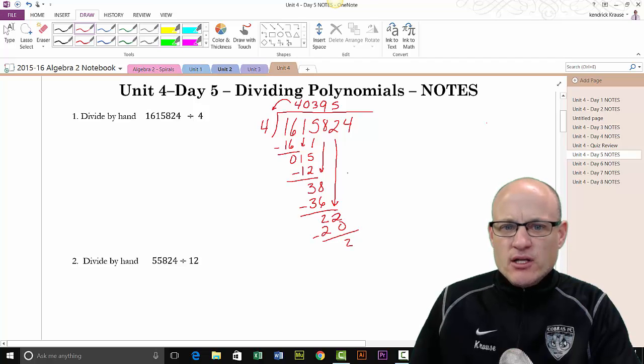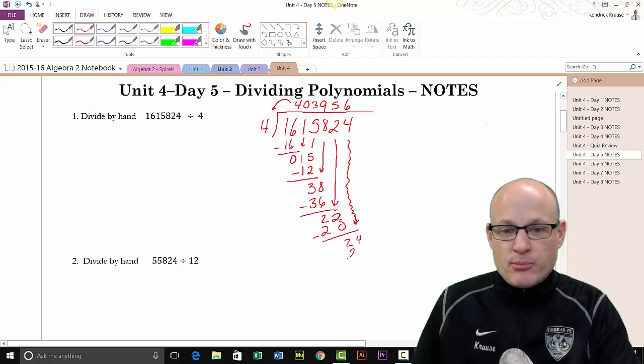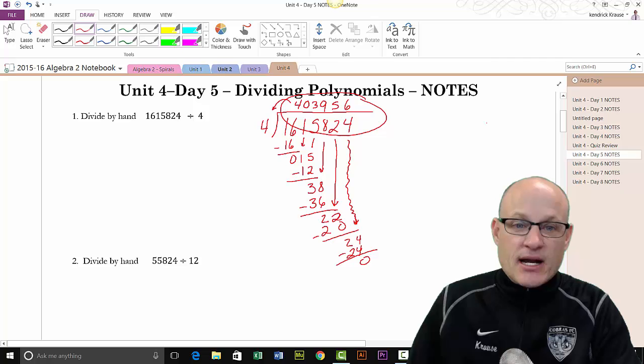How many times is 4 going into 22? 5 times. Oh, it's not easy. We're going to subtract. Bring down the 4. Boom, 4. How many times is 4 going into 24? It goes in 6 times. I multiply. Boom, 24. I subtract. Remainder 0. So there's how many times it goes in.